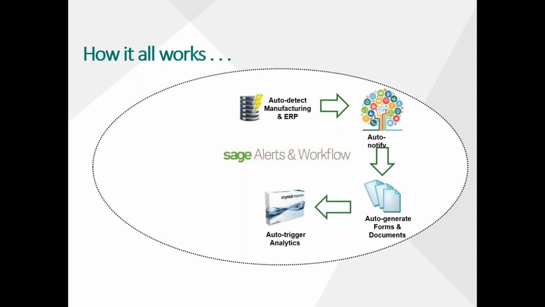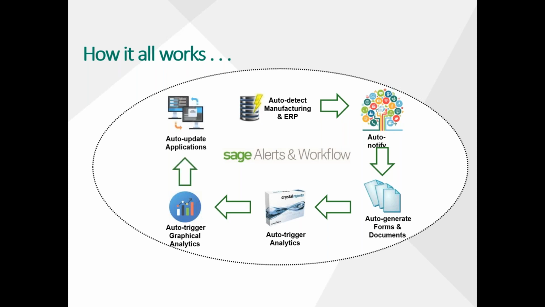Alerts and Workflow can also generate additional analytics, whether you're using Crystal Reports, Microsoft SQL Server Reporting Services, also known as SSRS, or even other third-party reporting tools, such as Sage Intelligence and Sage Enterprise Intelligence. It also provides the ability to provide analysis via graphical representation, because it's true, sometimes a picture really is worth 1,000 words. And then finally, Alerts and Workflow completes the circle, closes the loop by updating your Sage 300 and other business applications with the details of what has occurred.